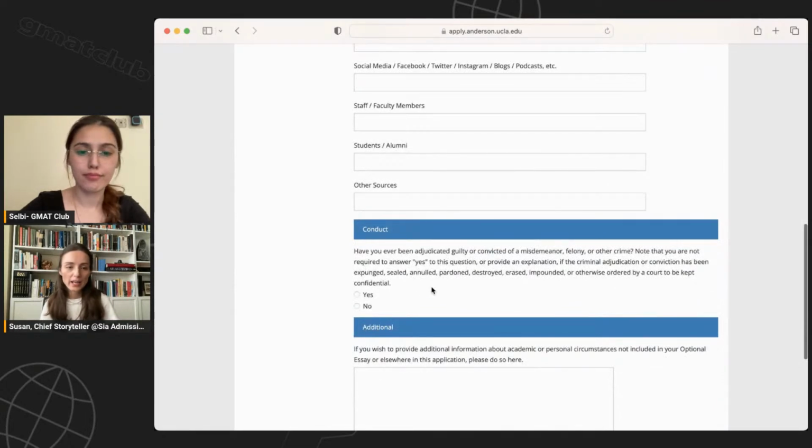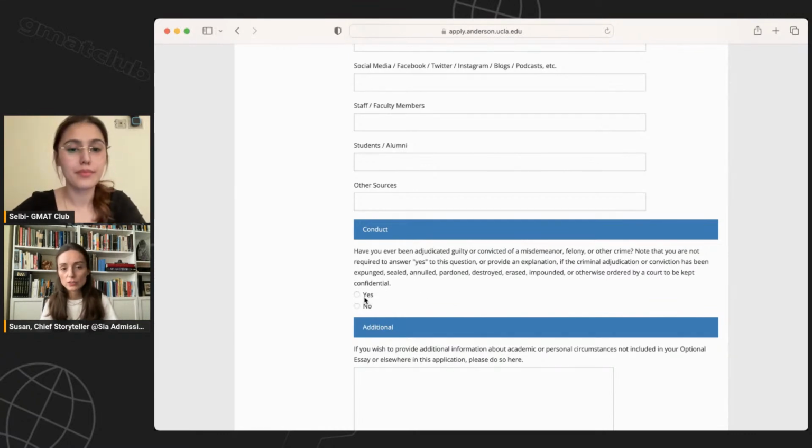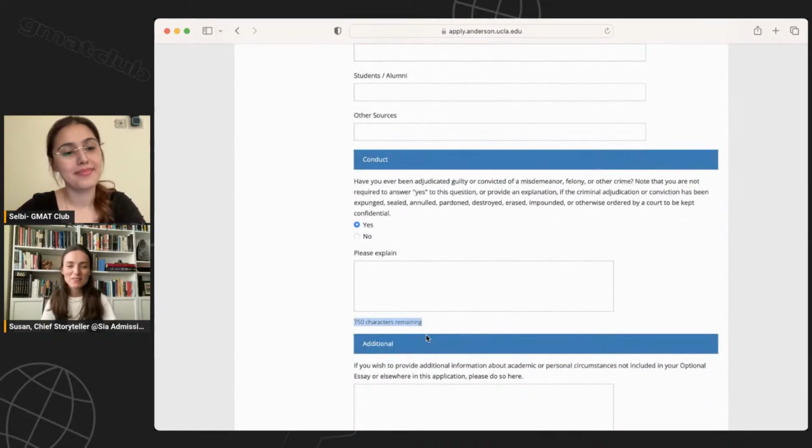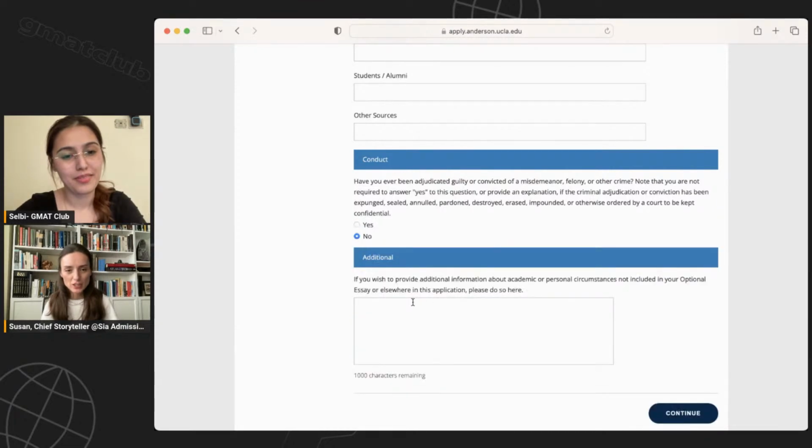Conduct here, you do want to answer this question. This is any kind of misconduct. If there's a felony or other sorts of crimes, you need to answer this question. If the answer is yes, as I said, the application is dynamic, and you have space to provide a little bit more context. Just be mindful that this is not 750 words, but actually 750 characters, which is maybe 100 words or so, maybe even less than that. So just be mindful of that.